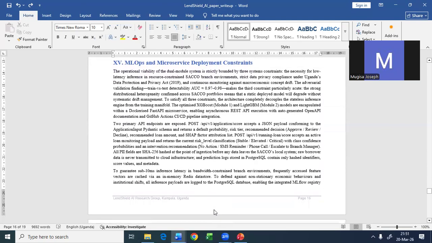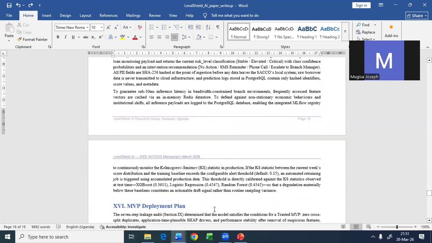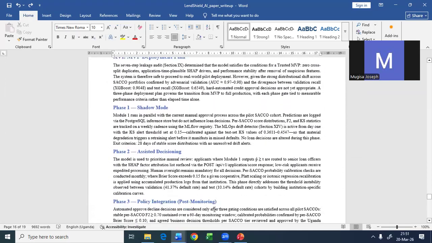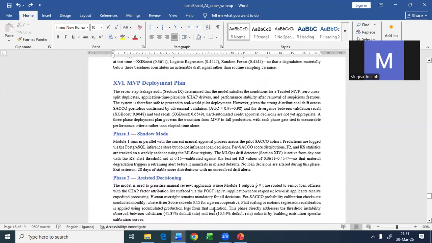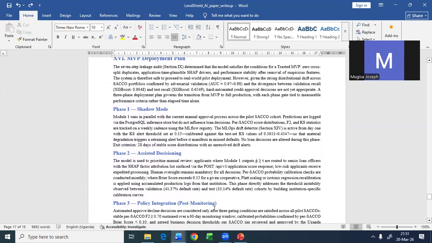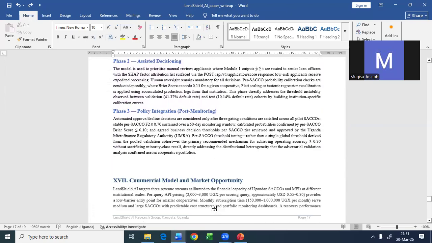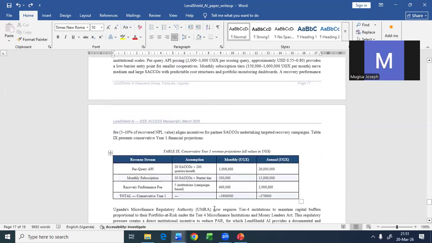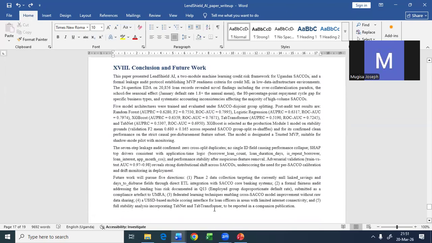We go ahead and discuss the deployment, due to time factor, and we discuss how we shall move our MVP up to a complete product. So we have our commercial model there. Then the conclusion: we look at the next steps I've discussed.